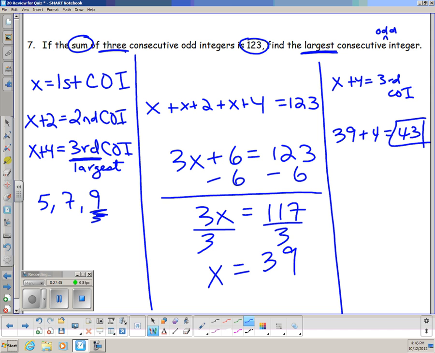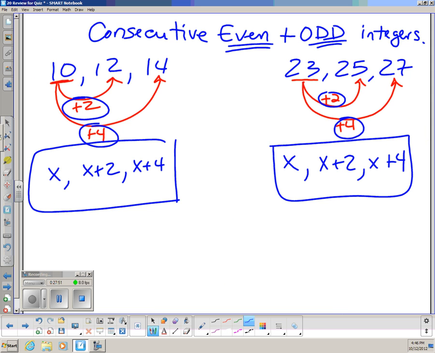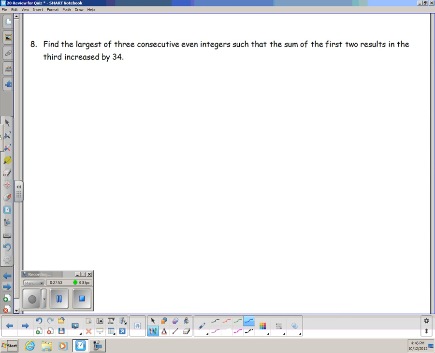Okay. All right, 2 more. Number 8. This one's tougher. Find the largest of 3 consecutive even integers, such that the sum of the first 2 results in the third increased by 34.